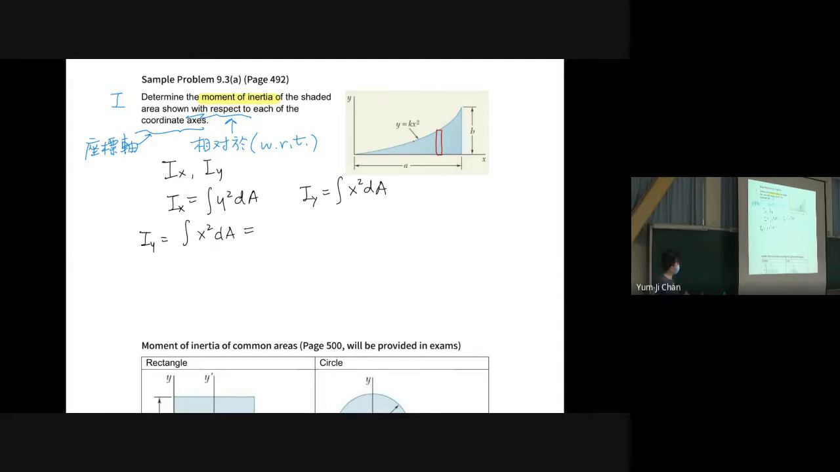So therefore, for each stripe we get this one, dA, and the distance between dA and the y-axis is x, right? And for this curve, k is equal to b over a squared. This is problem 5.4.